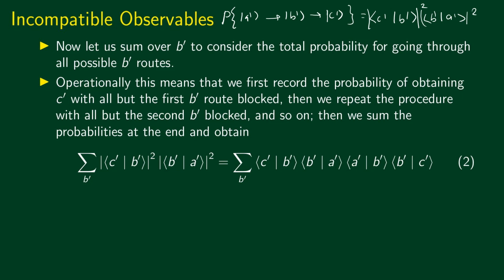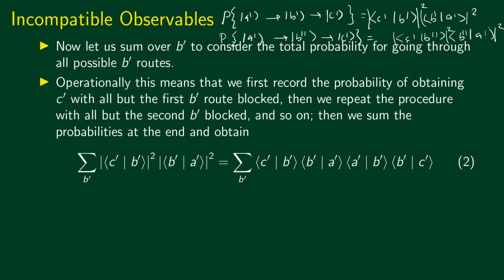Now you can calculate the probability for going through another route. Again, you start with ket A prime and go to ket B double prime, and then to ket C prime. This is another route. So this would be the modulus square of, you start with ket A prime, find the probability of going to ket B double prime first, and then you find the probability for going from B double prime to C prime. This is going through the second route.